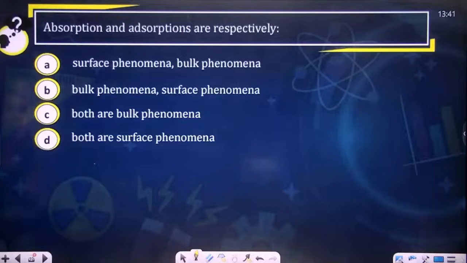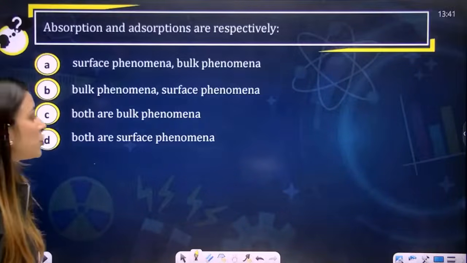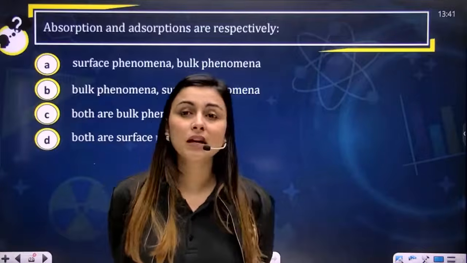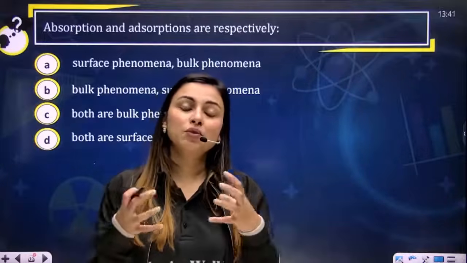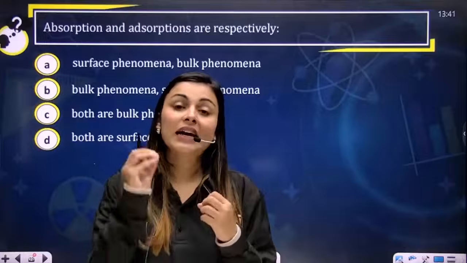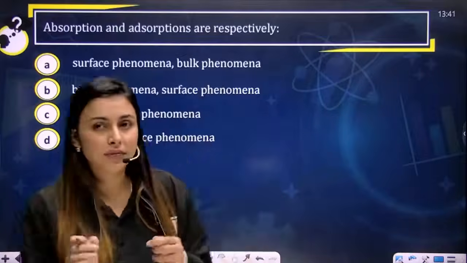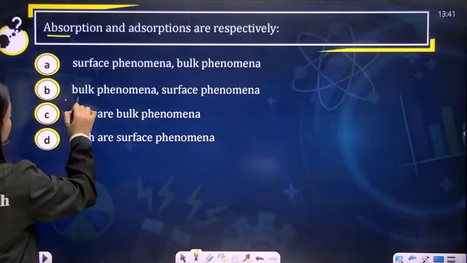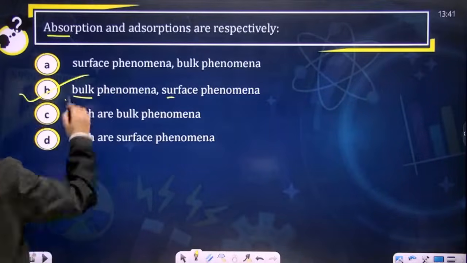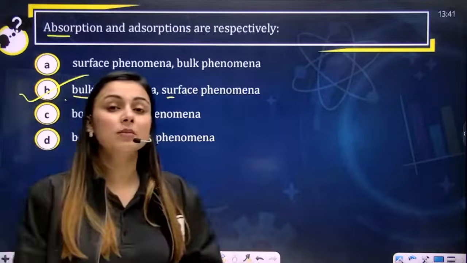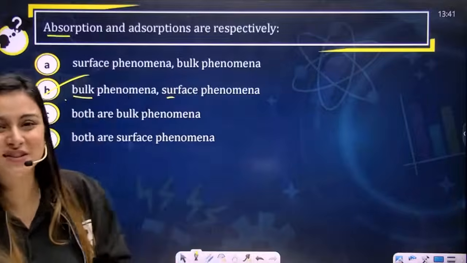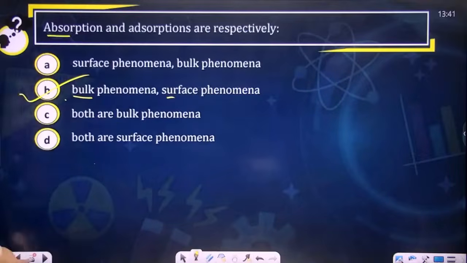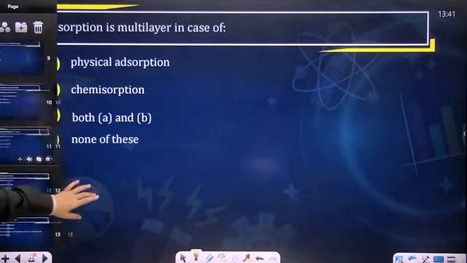The question says that absorption and adsorption are respectively. Absorption is a bulk phenomena because it is absorbed inside the body as well, and adsorption is a surface phenomena. So first is absorption, so it should be bulk phenomena, and then it is adsorption, so surface phenomena. Option B will be your correct answer. Okay, perfect. Let's move forward to the next question.